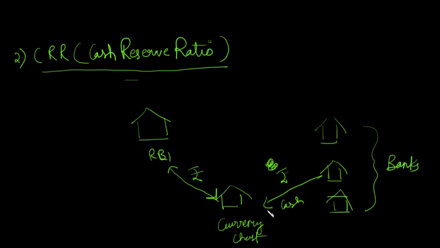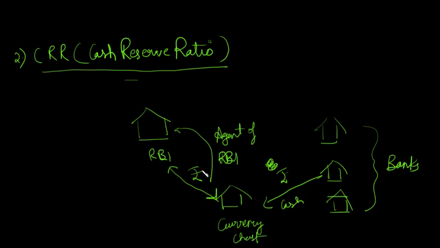There are different currency chests. On a daily basis, banks have to keep the cash reserve ratio money, a certain percentage of their deposits, with the currency chest, and the currency chest is nothing but an agent of RBI. It acts as the agent of RBI. The currency chest will maintain the cash reserve ratio amount of the banks, and it will provide it to the RBI whenever RBI needs it.